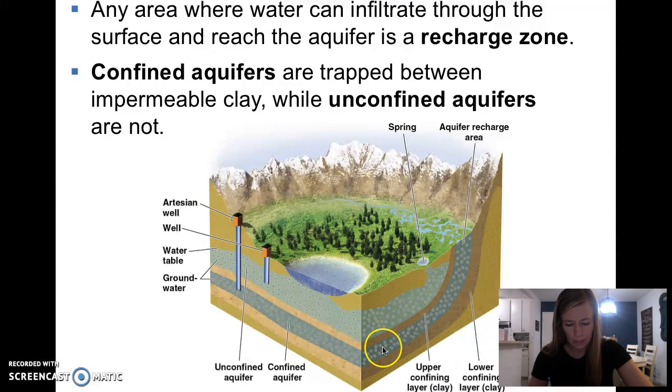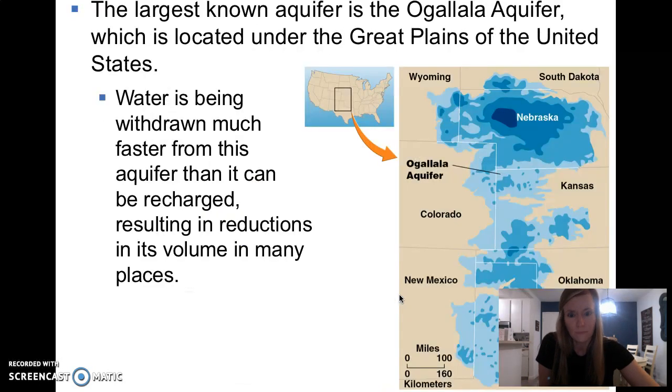The reason for this is that the earth consists of layers of material with different textures and densities. So the material right here is going to be different than this clay layer, different than this aquifer right here, different than this clay layer down here. And the water in the confined aquifer is under a lot of pressure. An unconfined aquifer has no impermeable top layer, meaning that water can get to it no problem, so it's under less pressure and can be recharged more easily.